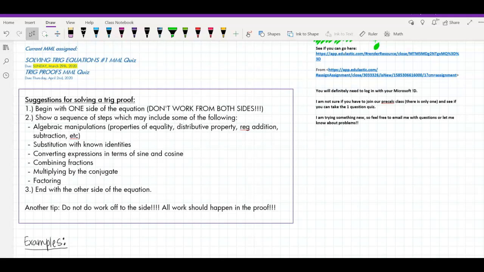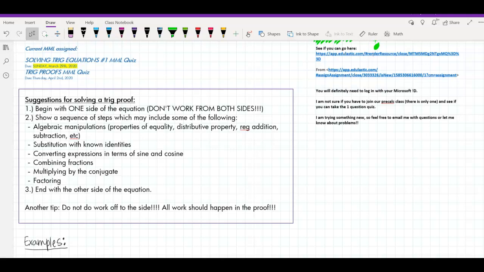Okay, so here are some suggestions when you're doing your trig proofs. Number one, start from one side of the equation. Take the left or the right, but not both, one or the other. Go through and try to manipulate that side: add, subtract, multiply, divide, use commutative property, etc. Do substitution, combine your terms, combine your fractions, multiply by your conjugate or factor, all things you did when you solved equations, and try to end up with the equation on the other side.